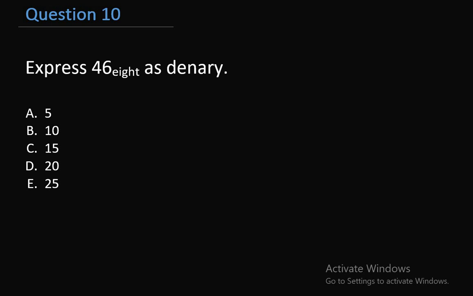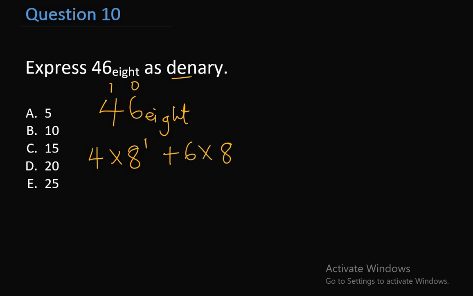Number 10. Express 46.8 as binary. Alright, so binary is simply to express in base 10. To do that, we expand 46 base 8. Alright, so let this be 0, let this be 1. So to give me 4 times, since it's base 8 raised to the power 1, plus 6 times base 8 raised to the power 0.